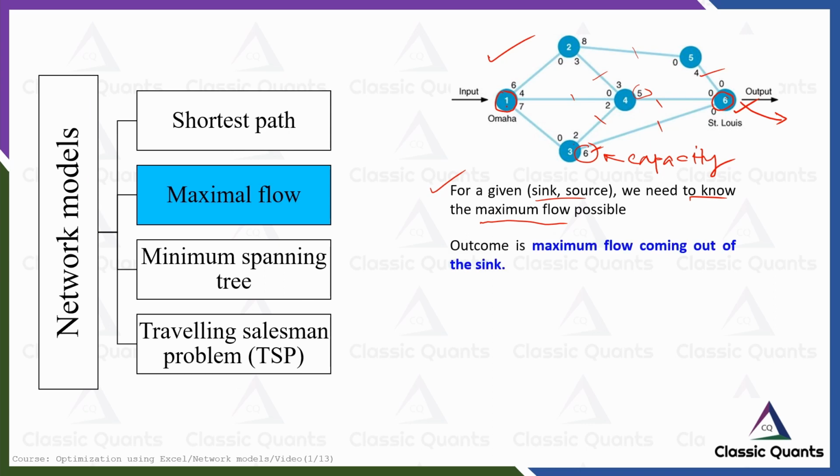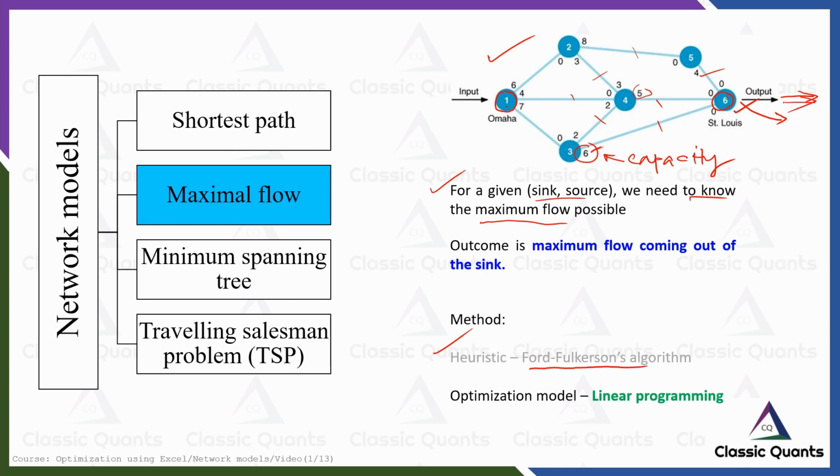And what is the outcome? The outcome is basically the maximum flow that is coming out of this sink node. That is the maximum flow. And the heuristic method is Ford-Fulkerson's algorithm, which can be used to solve the max flow problem, which we will not discuss.